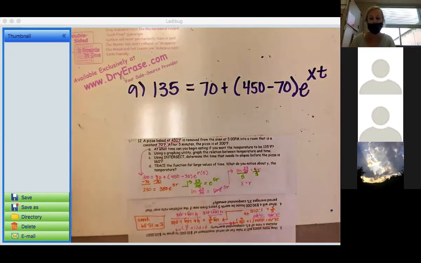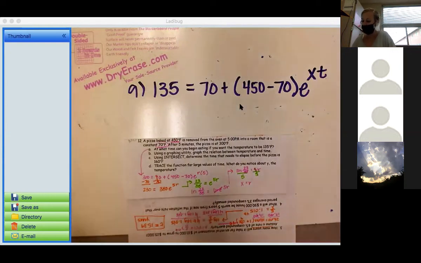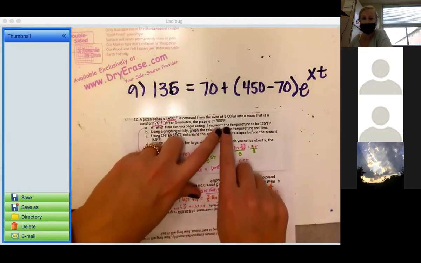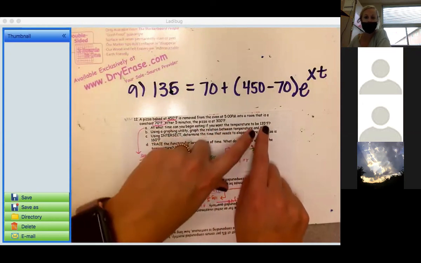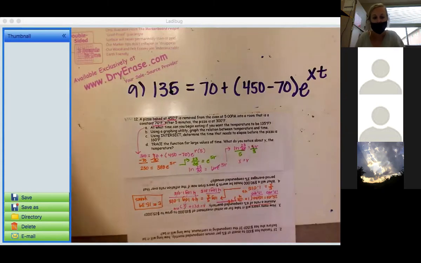Now, you could totally do this by hand. I am also okay with you using Desmos for this one. So do you guys care if I go use Desmos for it? Sure. Because it says using a graphing utility. So did y'all get the equation written down? Okay. Miss Poole, where did 135 come from? It says in part A, at what time can you begin eating if you want the temperature to be 135? So 135 is the temperature we want. Okay? All right. So let's pull up Desmos. Taryn, you good if I use Desmos? Cool.